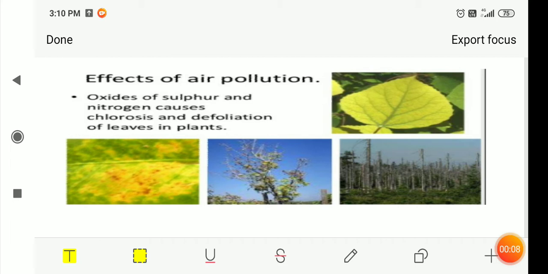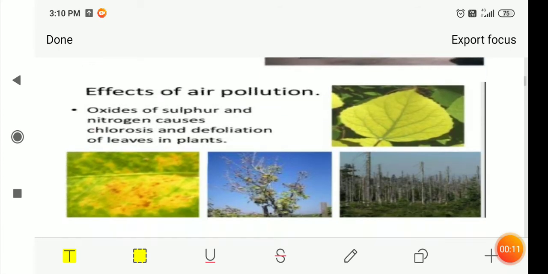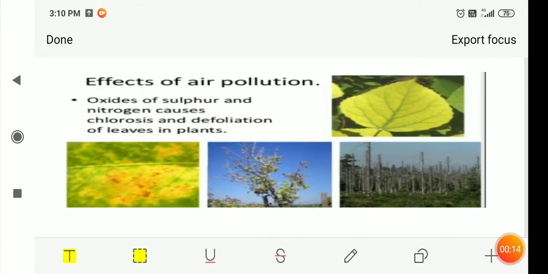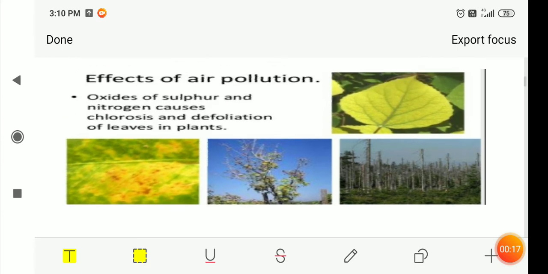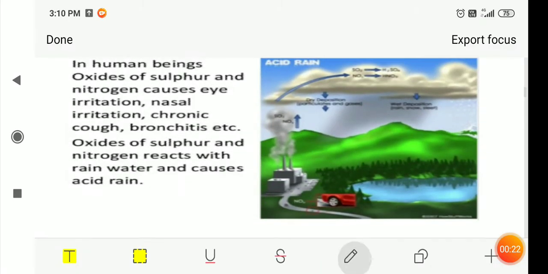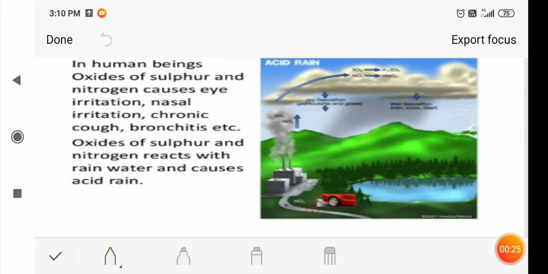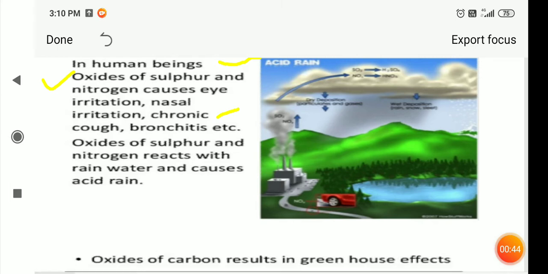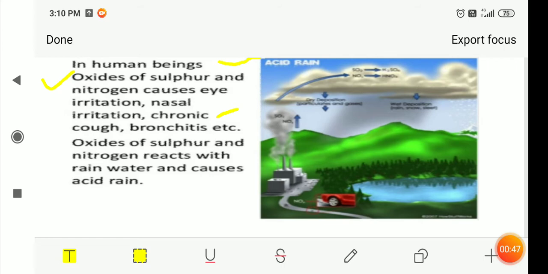We were studying the harmful effects of air pollution. We had studied the first effect, that is chlorosis of leaves and defoliation of leaves of plants. The second harmful effect of air pollution is the oxides causing various diseases. So here we can see, in human beings, oxides of sulfur and nitrogen cause eye irritation, nasal irritation, chronic cough, and bronchitis. Bronchitis is a lung disease. So these are the diseases caused by air pollution.